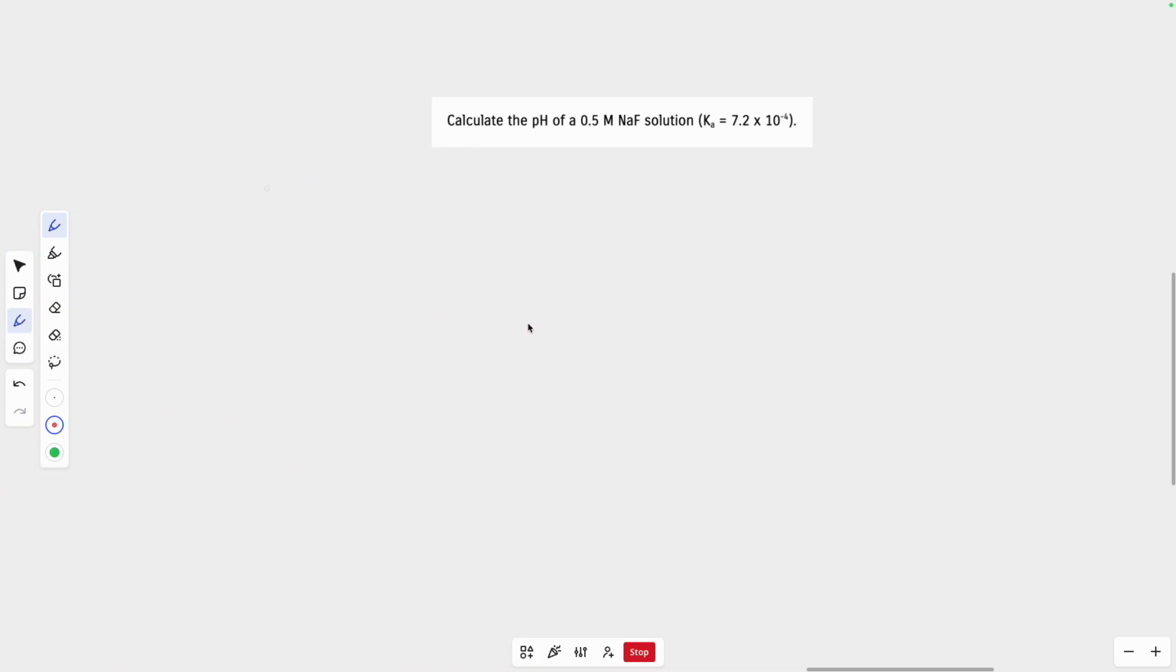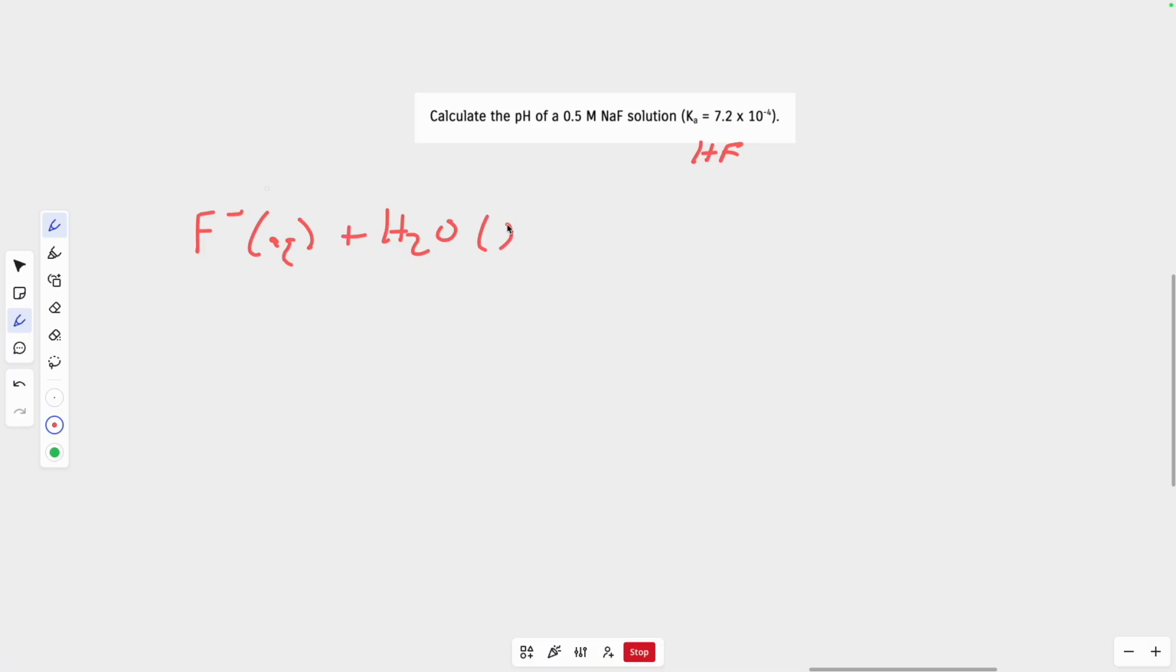Okay, so for our second problem, you have to calculate the pH of a 0.5 molar NaF solution, and we're given that the Ka of HF is equal to 7.2 times 10 to the power of negative 4. So first we can write out the reaction. NaF will dissolve in water completely, so we're going to produce F minus ions. And then this is going to react as a base with water to produce HF and OH minus.